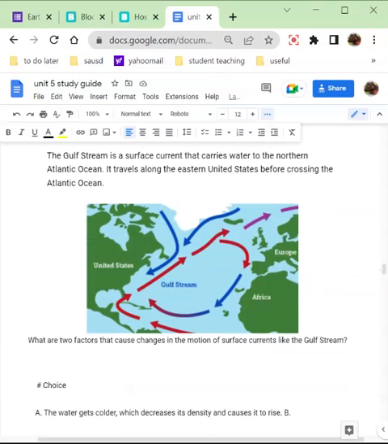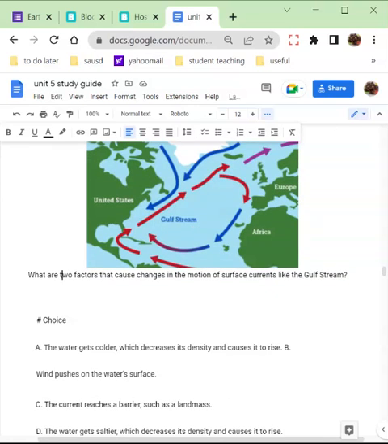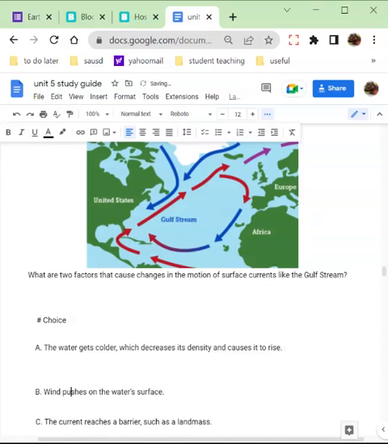So the Gulf Stream is a surface current, kind of like a little wave that carries water to the northern Atlantic Ocean. Okay, so what are two factors that can cause the change in motion of these surface currents? When wind pushes on the water, that's going to change the way that it's moving right now.